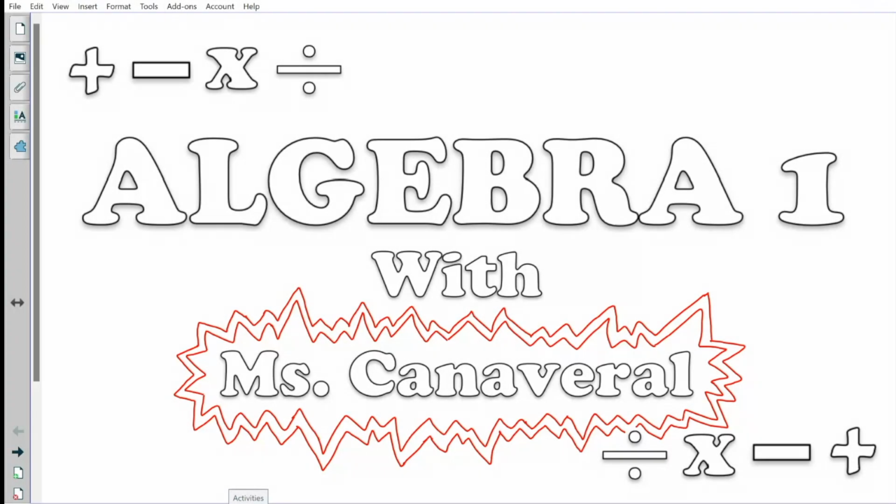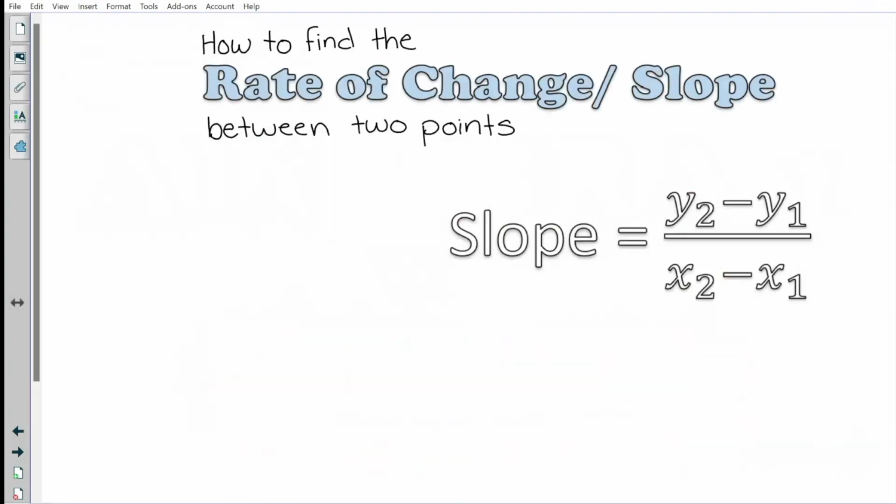Hey guys, so today we're going to be going over how to find the rate of change or slope between 2 points. So the first thing we want to look at is I already have the formula for slope here. Now, if you understand this formula, good. If you don't, I'm going to go over it.